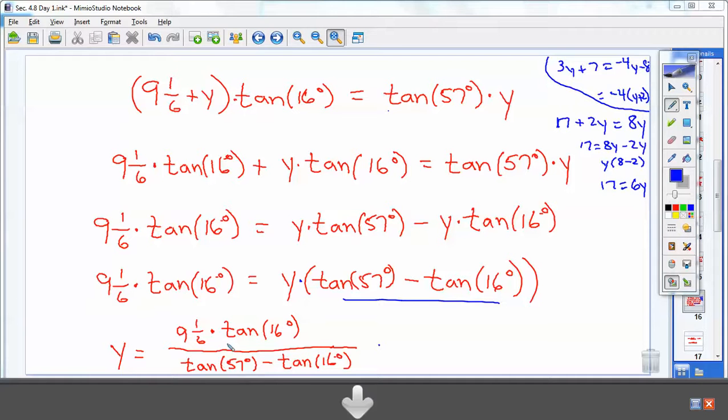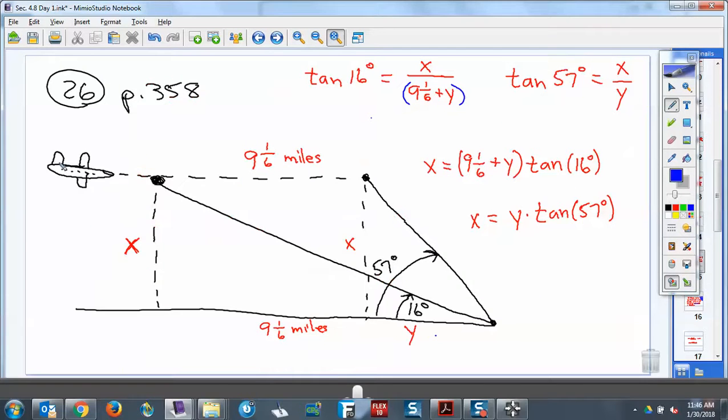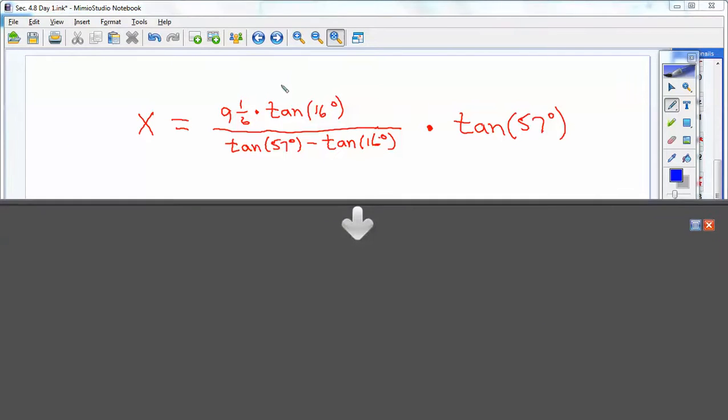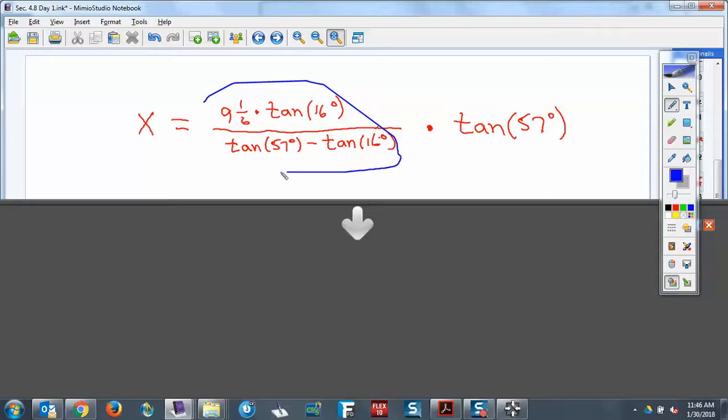But what did I want to find? Get lost in the weeds here and forget what we're doing. I just found y. What do I want? I want x. I want how high the plane is. So what I've got to do is take y times tan 57. Here's my y, that I just found. I'm going to take that times tan 57 because I had set it up early, right?